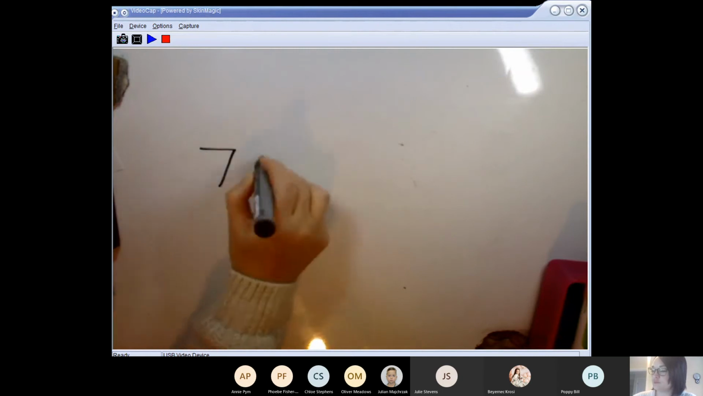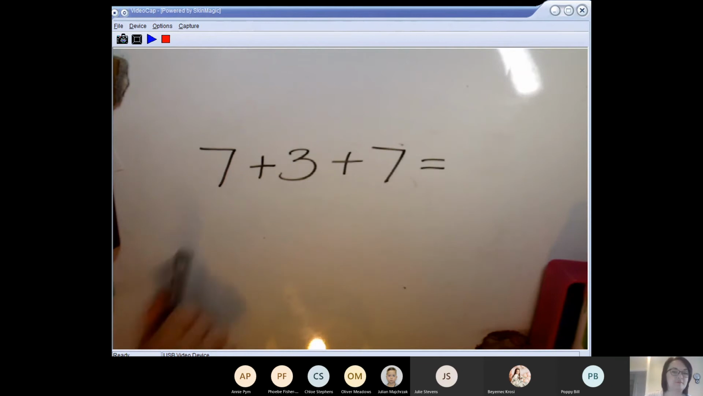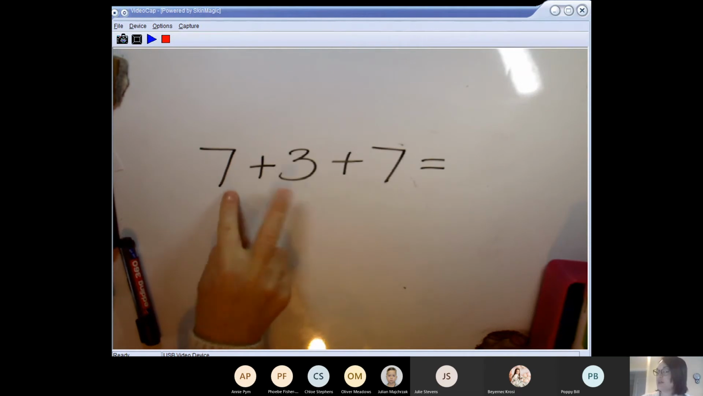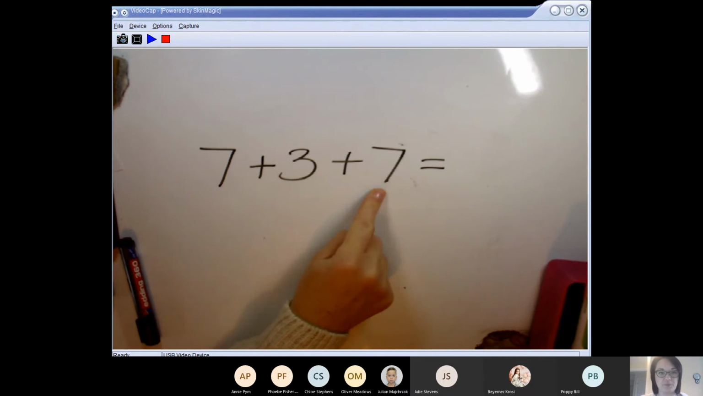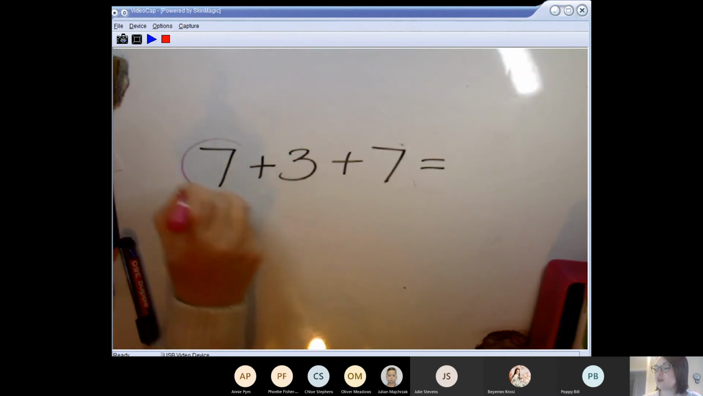Last one. Interesting one to finish off with. I wonder where you would start. There are 2 places you could start. You might have spotted that 7 and 3 is a number bond to 10. You'd be absolutely right. But I bet some of you spotted that 7 and 7 is a double. Now it's entirely up to you how you would start with this calculation. Personally, I think I would do 7 and 3.